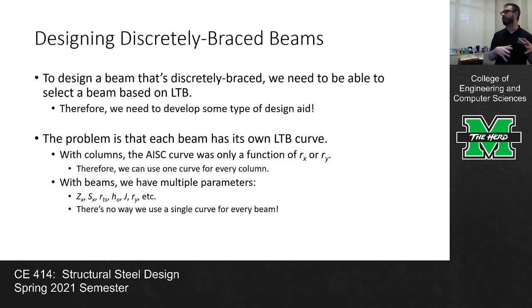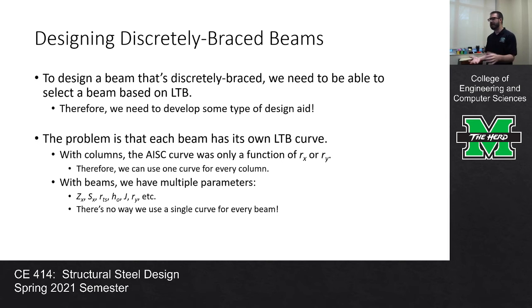Because the curve was only a function of one parameter. It was a function of the radius of gyration. So as long as you had that, you could use the same curve for every column, which is why the main design aid that we did basically just said, here's how long the column is, here's the capacity, et cetera, et cetera. And the design aid was pretty simple.